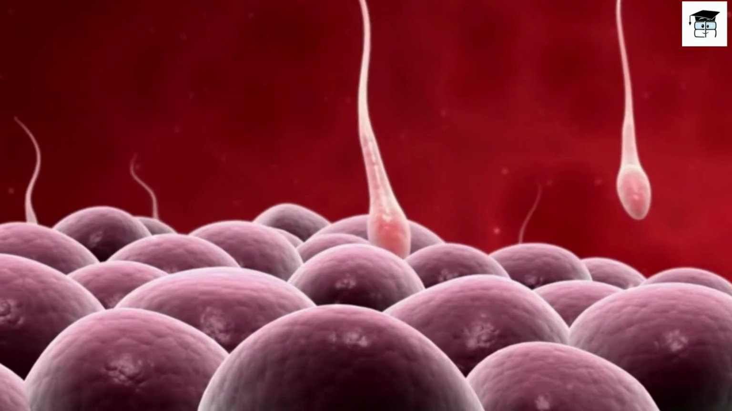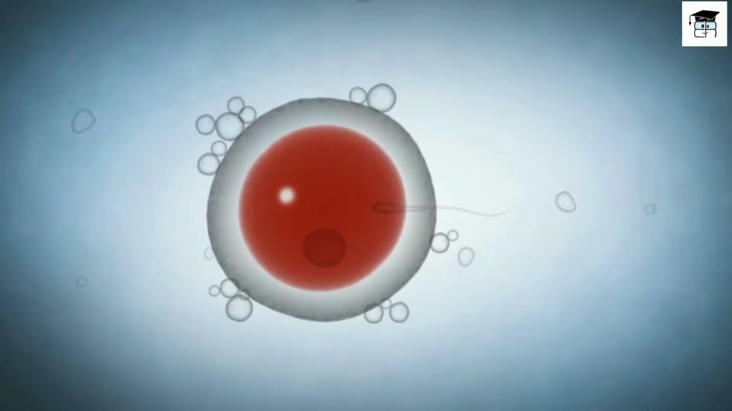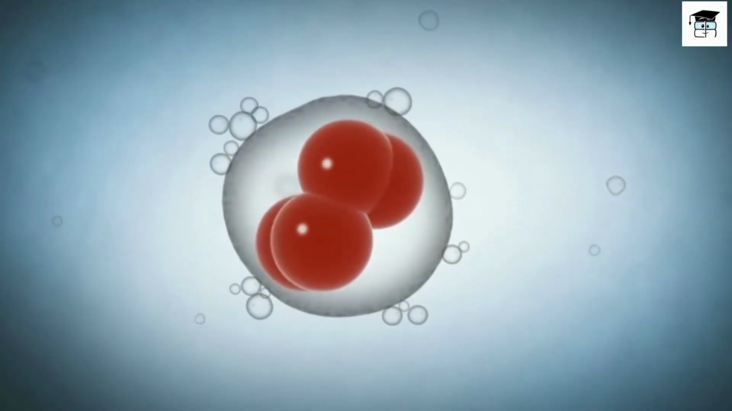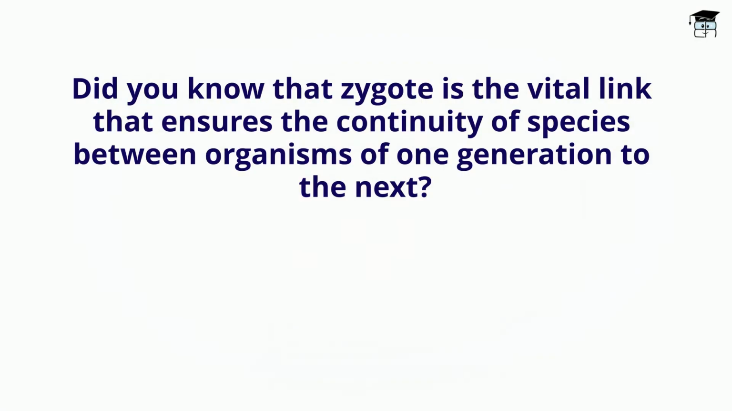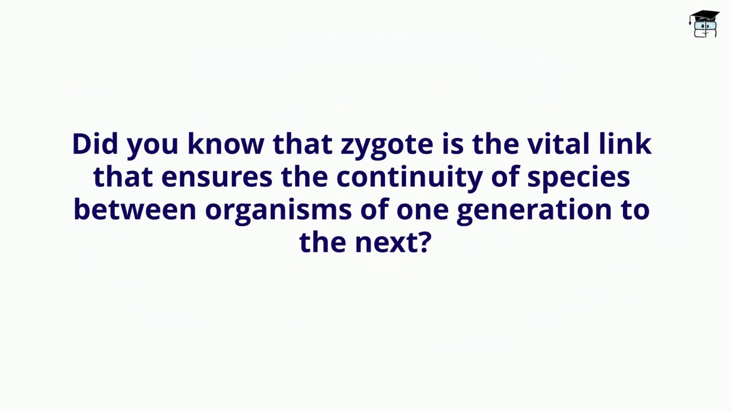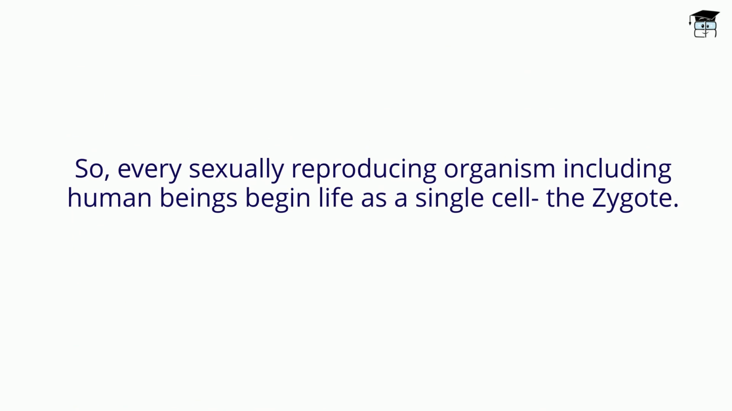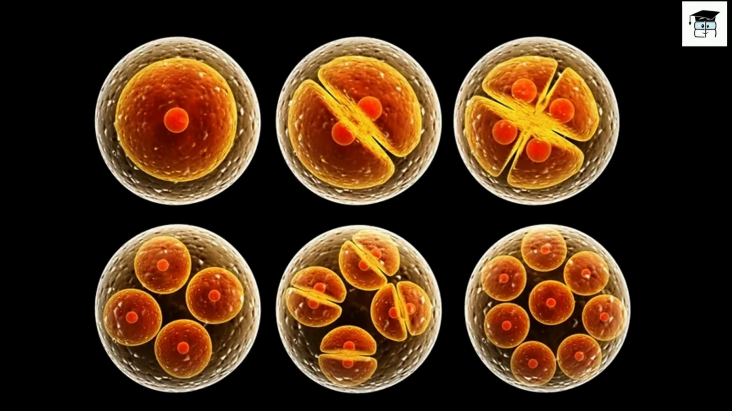Just after the fertilization, the post-fertilization events occur, which mainly involve the development of the zygote, called embryogenesis. Did you know that the zygote is the vital link that ensures the continuity of species from organisms of one generation to the next? So, every sexually reproducing organism, including human beings, begins life as a single cell, the zygote. During embryogenesis, the zygote undergoes cell division known as mitosis as well as cell differentiation.